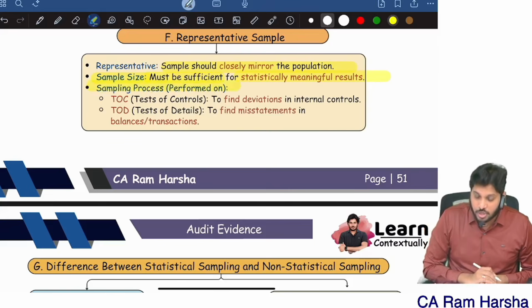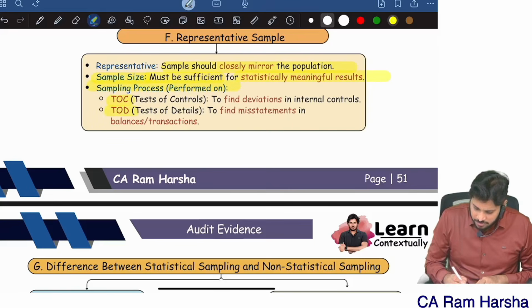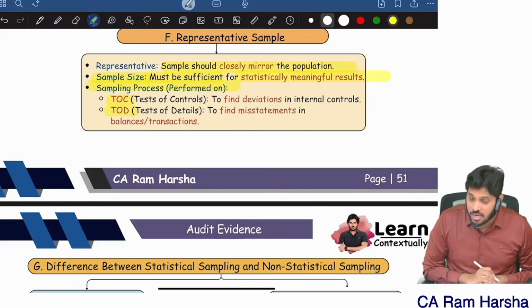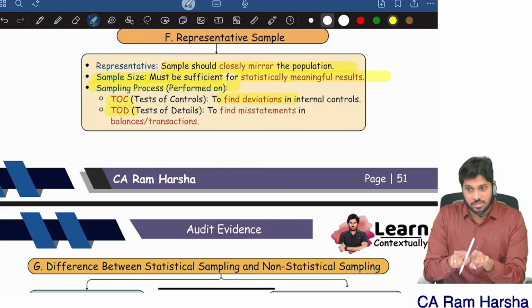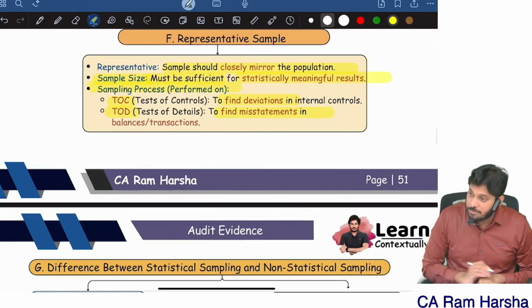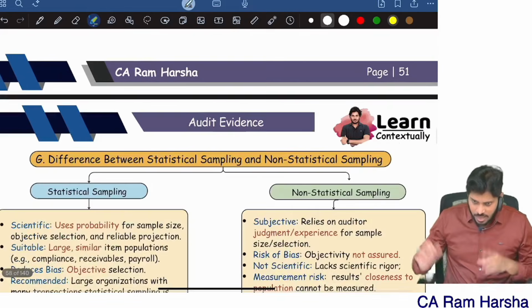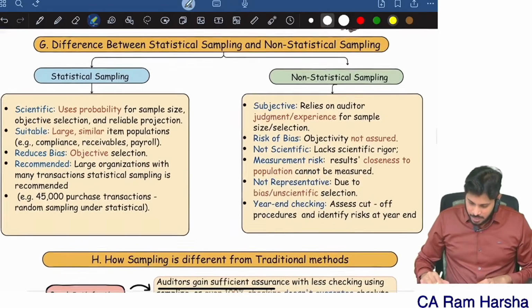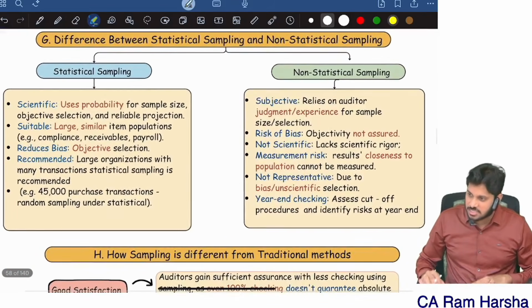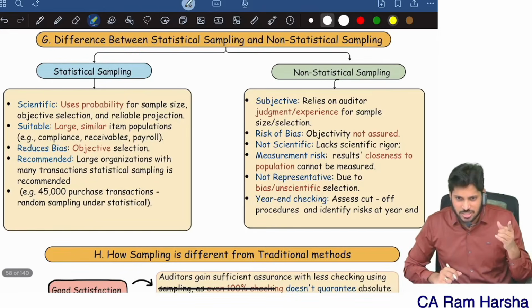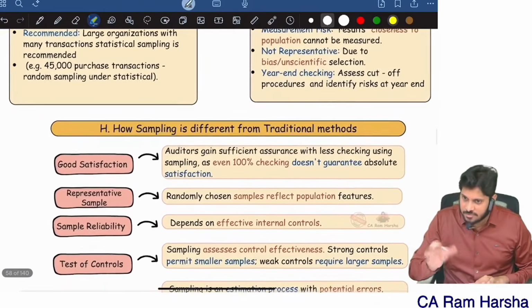So sampling process, we perform on test of control, we verify test of details. Why are we verifying controls? To find deviations in control so that our risk assessment will change. Okay, why do we perform test of details? To find misstatements. Yes or no? Able to recollect? Next. Now the difference between statistical and non-statistical will be similar to what we already saw just now. So there won't be much difference even if you read also.